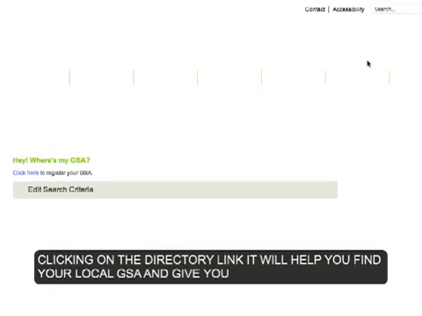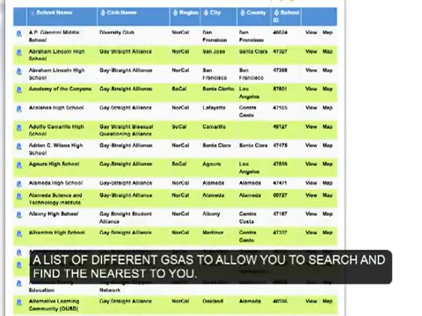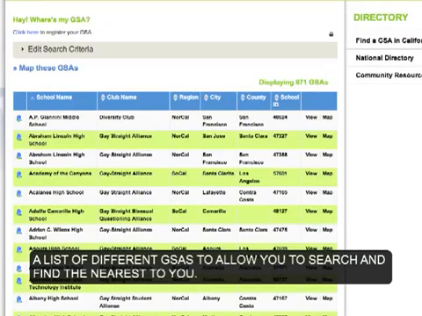By clicking on the directory link, it'll help you find your local GSA, and it'll give you a list of different GSAs, allowing you to search and find the nearest one to you.